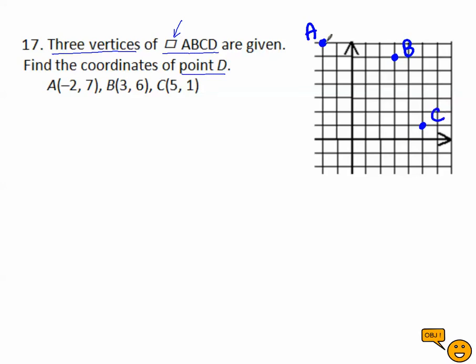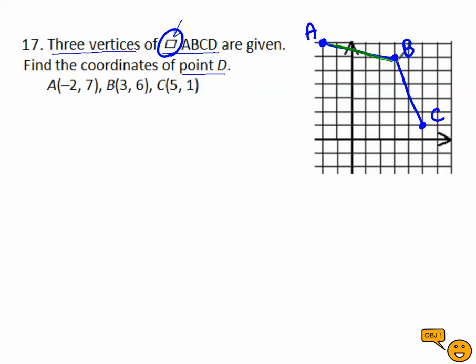Let's connect the first 3 points. A to B, B to C, and C to I don't know where. Well, remember about a parallelogram is that the opposite sides are parallel. Think about what we just did. We counted slope. So AB, this side right here, should be going in the same direction as the side that connects with C. So let's count how this one looks.